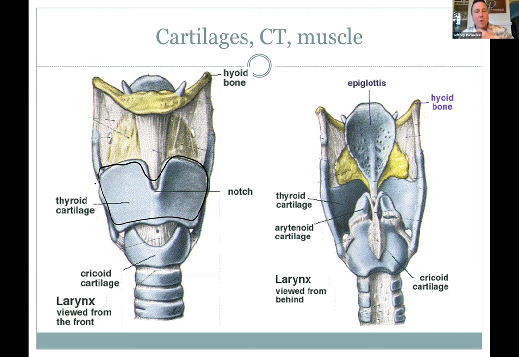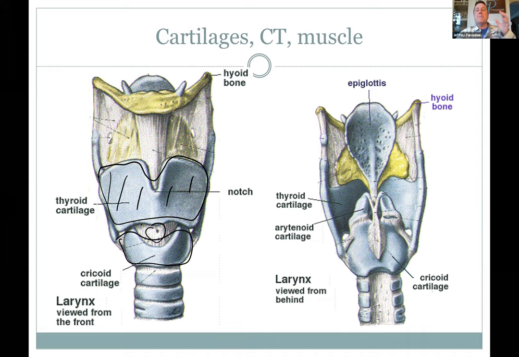Yeah. But in terms of cartilage, I think there's just three I want you to know. The thyroid is the obvious one in front. And then right below it, underneath it, is a cricoid cartilage. It means ring, kind of like a ring underneath it. And so thyroid and cricoid, there's a little membrane in between.